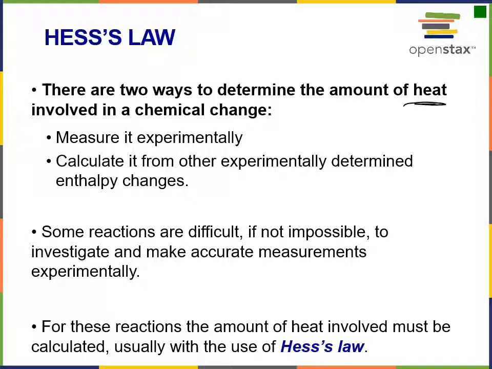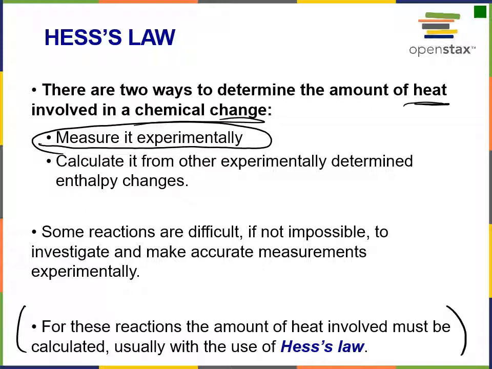Now, if we want to know how much heat is involved in a chemical reaction, we can do it 2 ways. 1, we can go to the lab and measure it experimentally. Or 2, pretty much, we could go to our charts or we can cheat. So step 1, we're going to cheat, and we're going to use Hess's law.